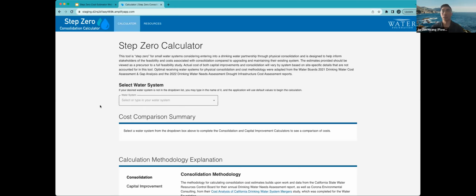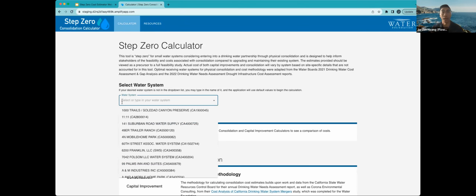All right, so here's the main page of the application. We tried to add as much descriptive explanation text as possible to hopefully detail how the application is used and what the intent is. So the first step is you're going to select the water system that you are interested in seeing costs for.